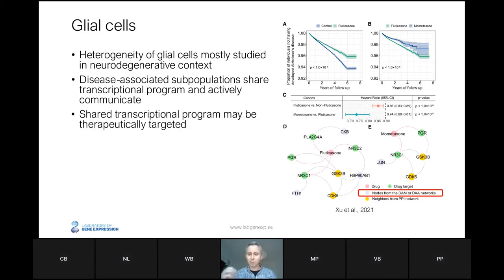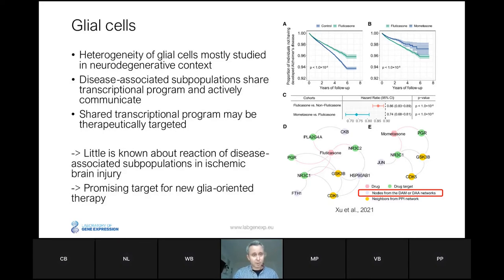And a very nice work has already been published, where the researchers identified the shared program of these disease-associated microglia and disease-associated astrocytes. And the key proteins in their regulation network were targeted by drugs which are already on the market. Using a retrospective study, they showed very nice efficiency in decreasing the chance of developing Alzheimer's disease. So this was all about neurodegeneration, let's say. But what is interesting, and what's the opportunity, is that very little is known about the reactions of these disease-associated subpopulations in ischemic brain injury. And that could of course be a very promising target for new therapies.